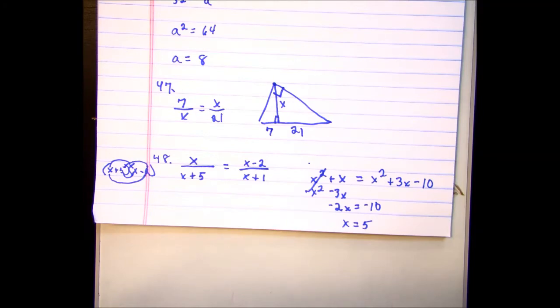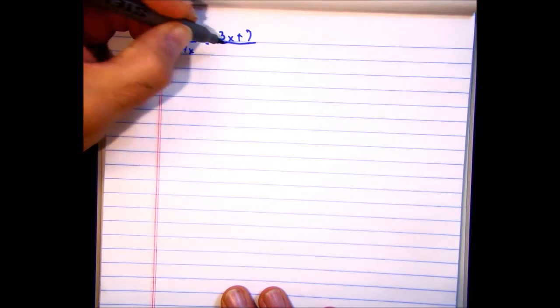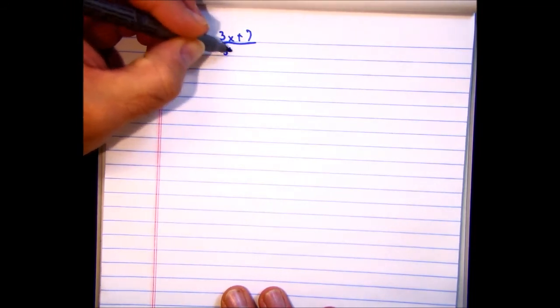All right, problem 49. Problem 49 asks for the value of x again. Okay, so that means I'm solving. It also involves the side splitter theorem one more time. Why? Because I have parallel lines. So I do 3x over 4x equals 3x plus 7 over 5x minus 8.